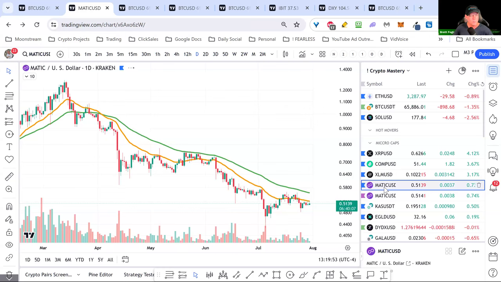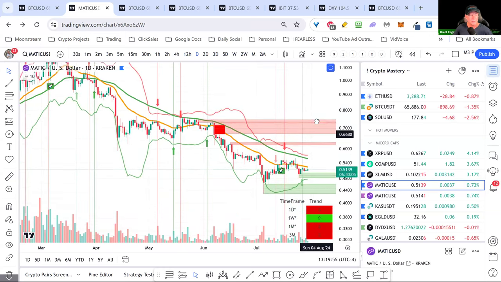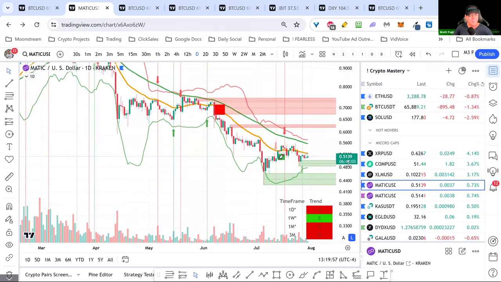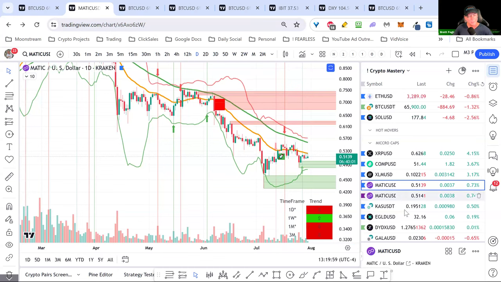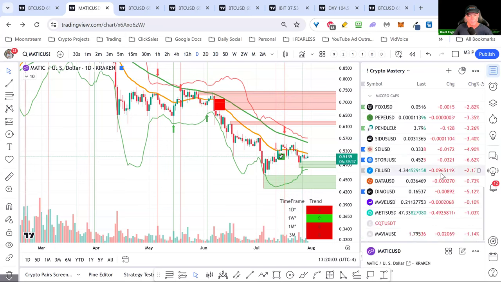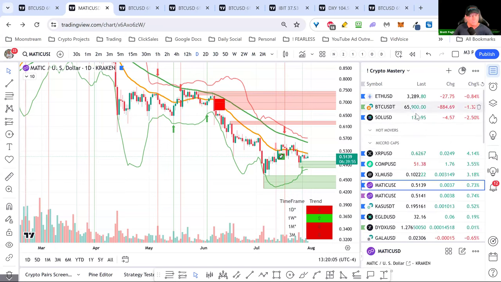Polygon Matic, all that news didn't do anything, did it? Remember when they said it's a security? It dumped like crazy. Now that they're saying it's not going to be held to that, it's just sitting there. All right, you know what? I'm going to suggest being very careful buying anything right now when everything's down.